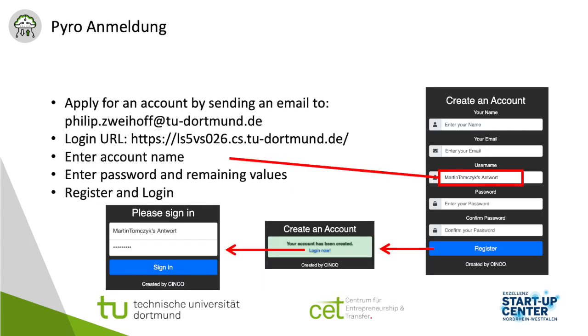Now the login in Pyrus takes place, which also requires a request. The returned username must be entered into the username field of the registration mask. All other fields can be filled in freely. After clicking Register, the account will be activated and you can log in on the login page.